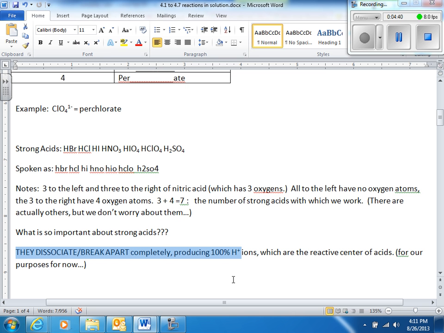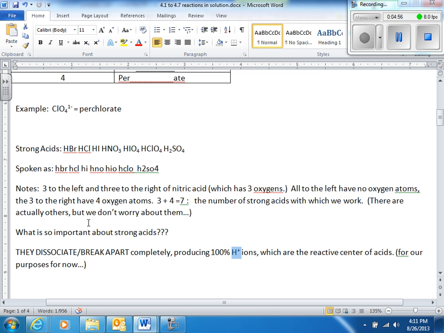I mean, sometimes we do. They could be oxidizing agents. But for now, what we really care about if we're talking about acids is the H+, the hydrogen ions. Those are the reactive center, the reactive part of an acid. That's for our purposes now. There are actually other kinds of acids.